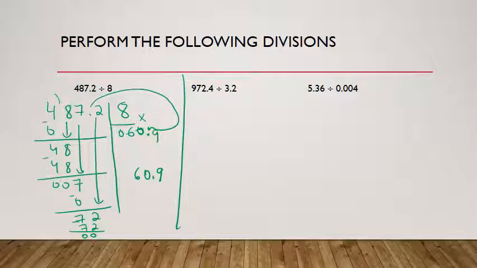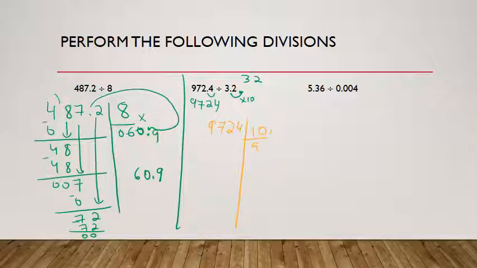Okay, now let us do the second one. In the second one, I can't divide if I have a decimal number in the divisor. So I need to get rid of this point. How? By multiplying by 10. Because 3.2 times 10 is 32. I can't do this unless I multiply also the dividend by 10. So it becomes 9,724. Okay, now I can perform the division normally.